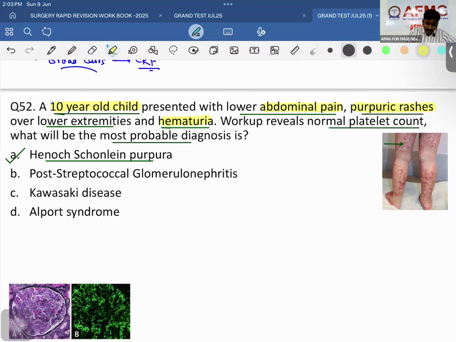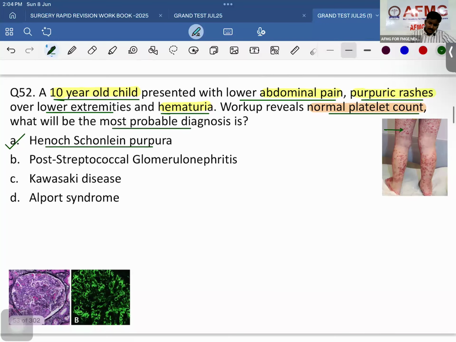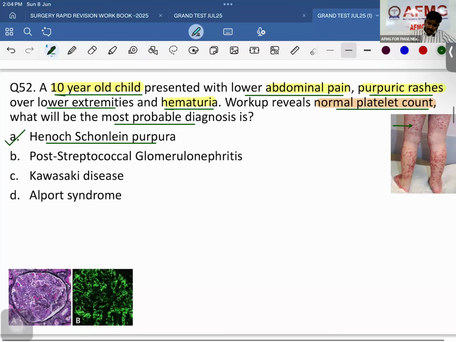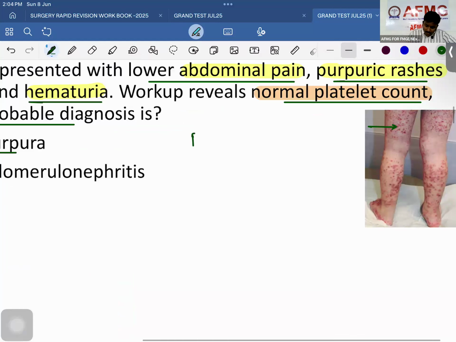How do you rule that out? Yes. So please remember in an HSP patient, there will be a normal platelet count, beta, but in patients of ITP or immune thrombocytopenic purpura, there will be thrombocytopenia or a decreased platelet count. That is how you differentiate a case, beta. That has to be kept in mind. Here there will always be a normal platelet count. If they ask you what is going to be done for treatment, the answer will be steroids, beta.